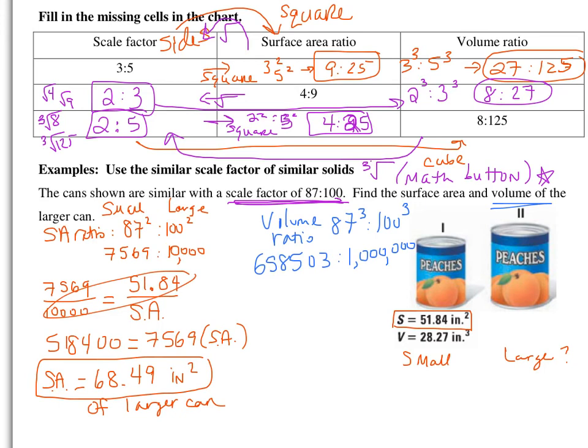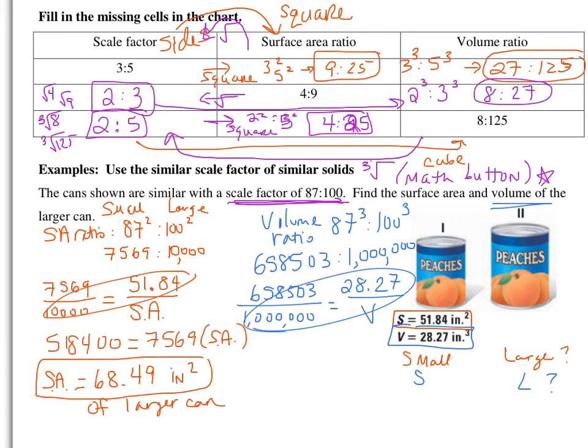So again, it's small to large, so I got to put my smaller number on top, my larger number on the bottom. But then again, this is the small one, and I'm looking for the large. So I got to put my small one on top and keep it the same, and then I'm looking for my large volume. So when I cross multiply, that gives me, let's see, 2827 with 4 zeros equals my 658,503 with my volume. So my volume ends up being, when I divide that, 42.93, and this is volume, so it's going to be inches cubed.